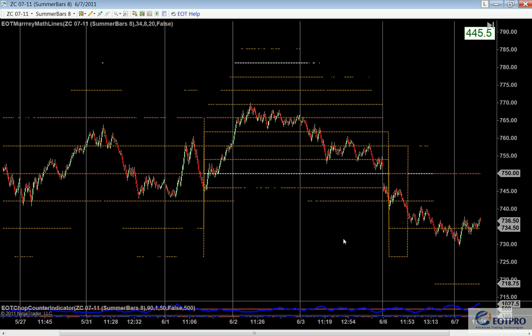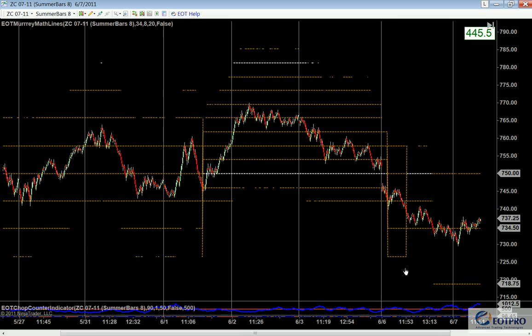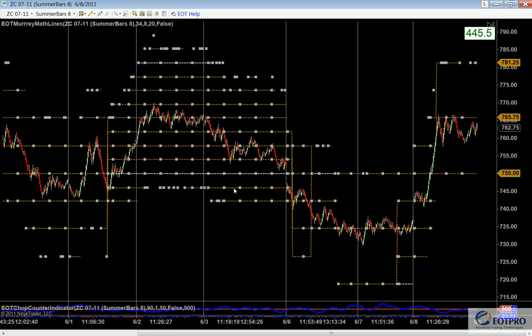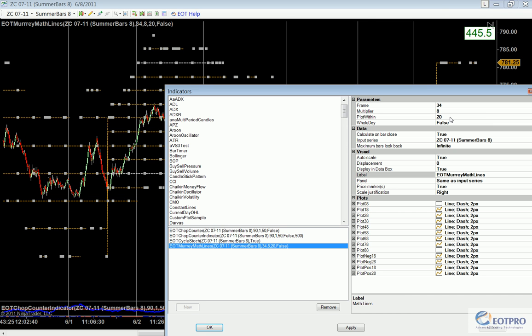So that's one way that people use them, just by looking at the distance of the Murray Math lines, and they are adaptive, and they do change and adapt themselves. Here's today, where Murray Math lines were pretty far apart, and you can see how they are pretty significant areas of support and resistance.